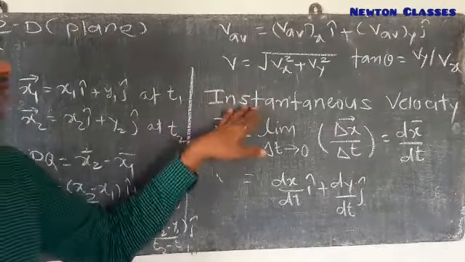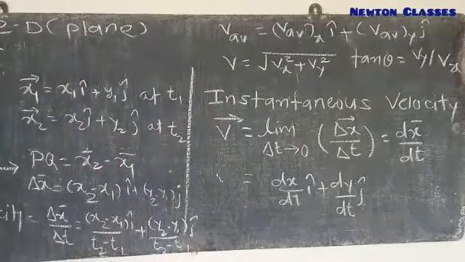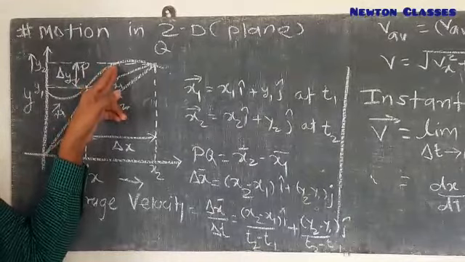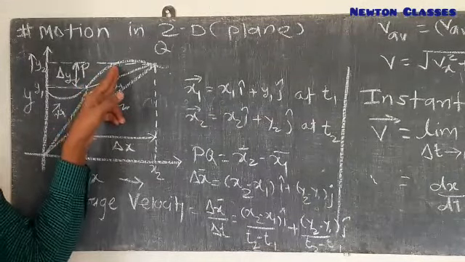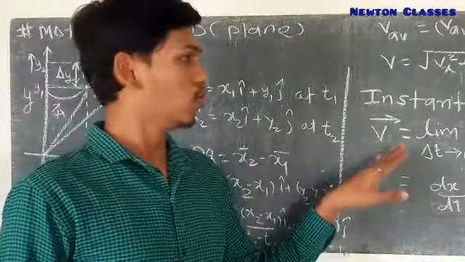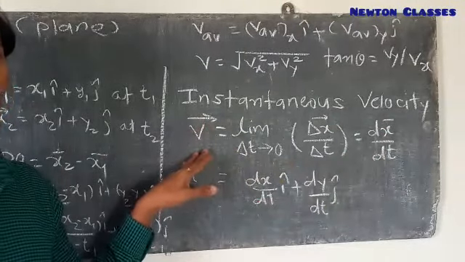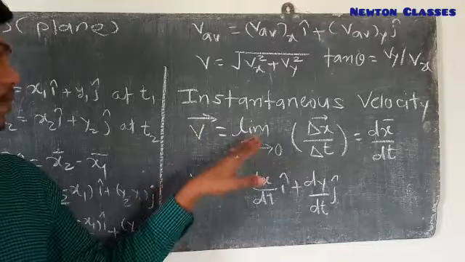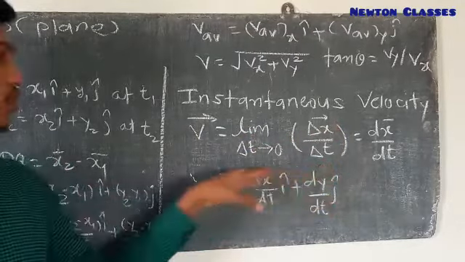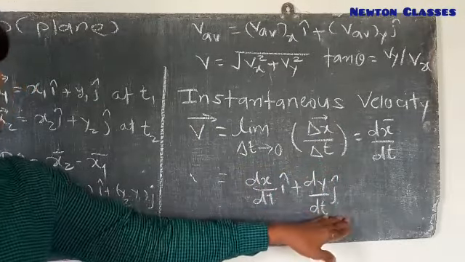Now instantaneous velocity. Instantaneous velocity means the velocity of the particle at any instant. Suppose we have to calculate the velocity of the particle at any point on this curve; then we can draw a tangent at that point and find the instantaneous velocity, and the slope of that tangent is dx bar upon dt. Therefore instantaneous velocity is denoted by v bar, which is equal to the limit as delta t tends to 0 of delta x bar upon delta t, and in vector form it is dx/dt i cap plus dy/dt j cap.